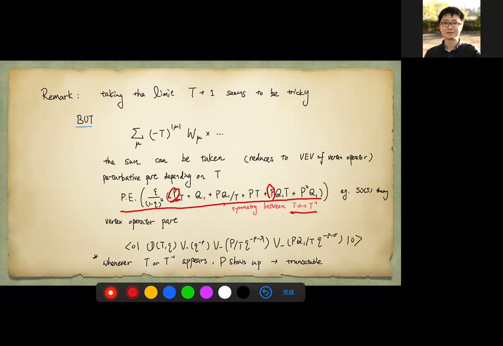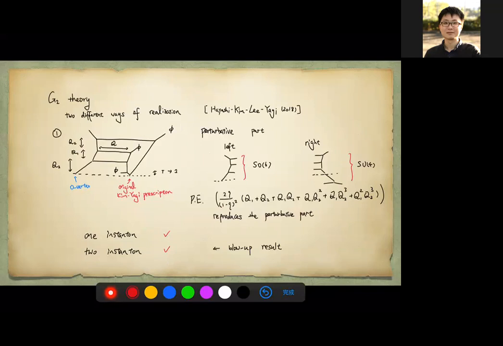And more generally, if we use the vertex operator calculation, this limit is even easier to take, and we don't need to do this truncation. So it's not a problem, in summary.